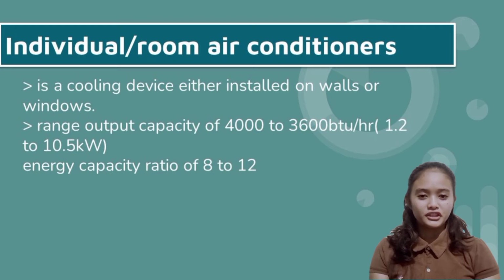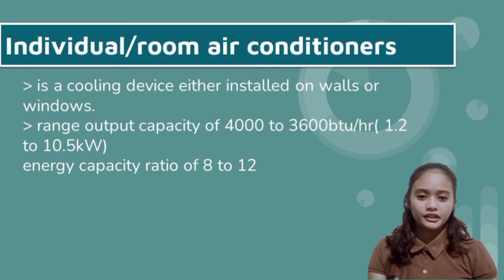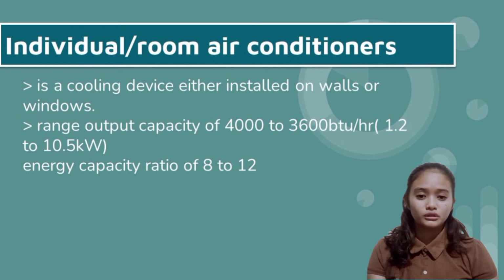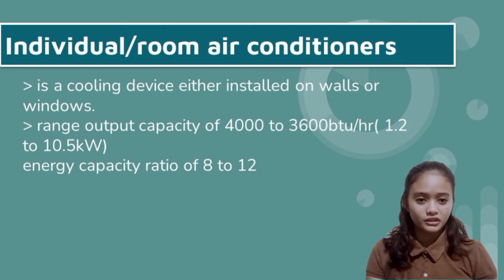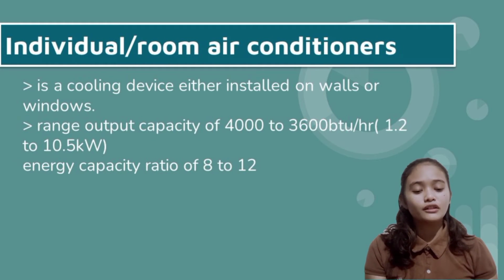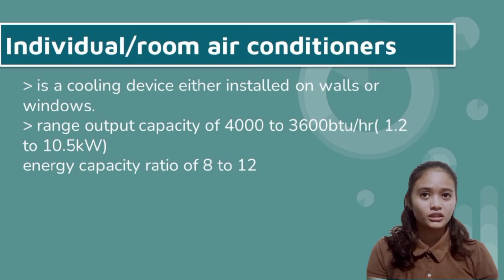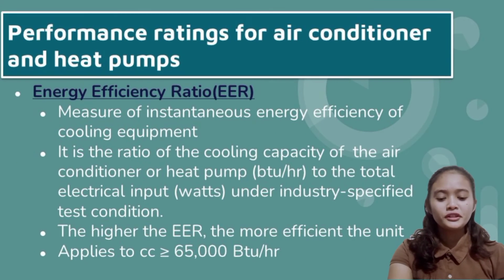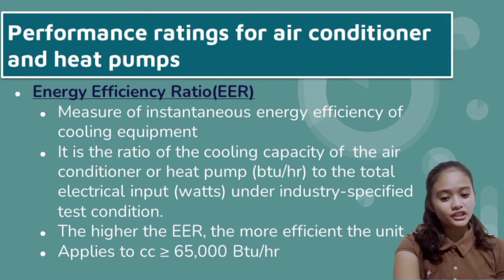So, individual air conditioners. Individual air conditioners are usually known as room air conditioners. They are usually attached to the walls or the windows and are exposed to outside air. You can easily distinguish room air conditioners through the absence of ductwork or pipes to distribute the cold air. So the individual room air conditioners have an output capacity range of 4,000 to 36,000 BTU and an energy efficiency ratio of 8 to 12. So for the performance ratings for air conditioners and heat pumps.